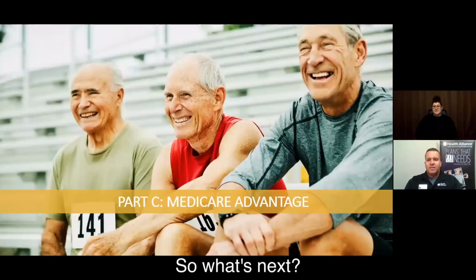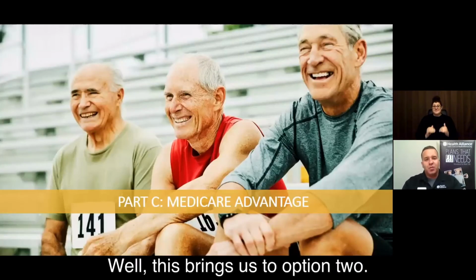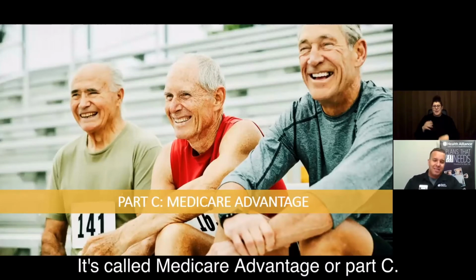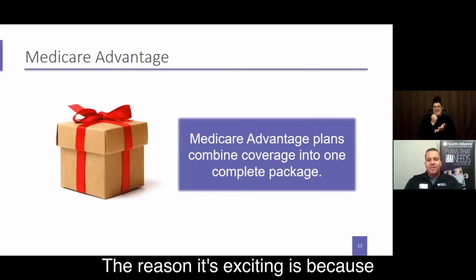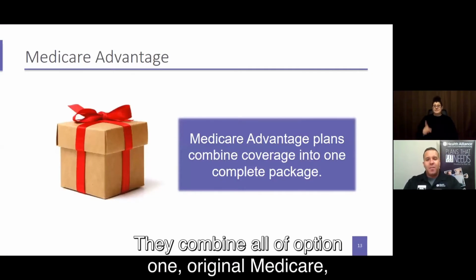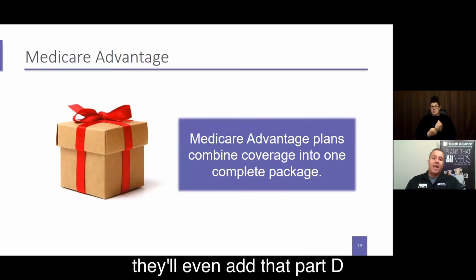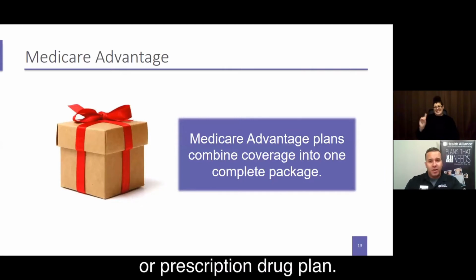So what's next? Well, this brings us to option two. Now, option two is exciting. It's called Medicare Advantage or Part C. And the reason it's exciting is because Medicare Advantage plans are great. They combine all of option one, Original Medicare, into one plan. And in some cases, it'll even add that Part D or prescription drug plan.